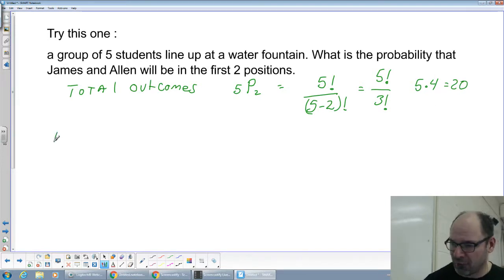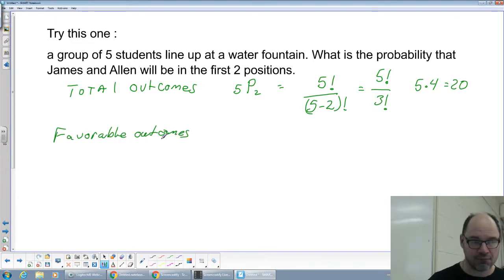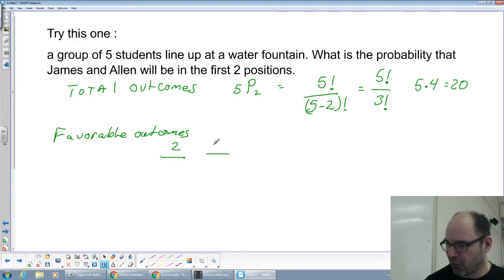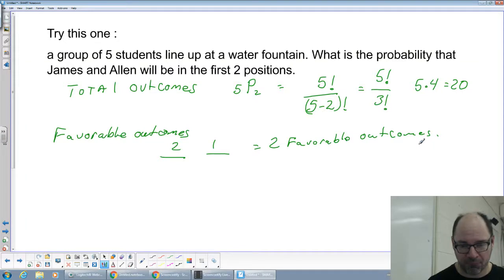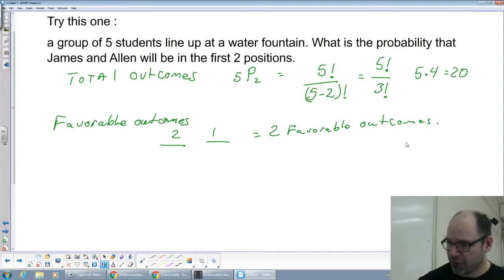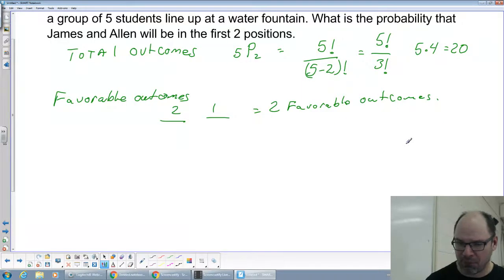Now our favorable outcomes. We have 2 boys in the first 2 positions, right? So we can have 2 there or 1 there, so we have 2 ways, 2 favorable outcomes. Okay, so then the third step is to make a probability problem out of it.